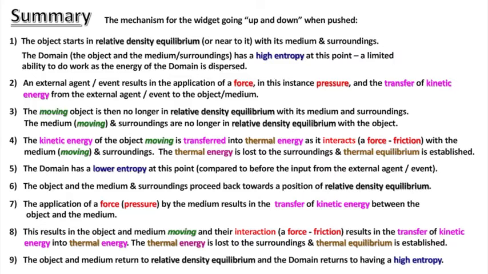3. The moving object is no longer in relative density equilibrium with its medium and surroundings. The medium, moving, and surroundings are no longer in relative density equilibrium with the object. 4. The kinetic energy of the object moving is transferred into thermal energy as it interacts, a force friction, with the medium, moving, and surroundings. The thermal energy is lost to the surroundings and thermal equilibrium is established.